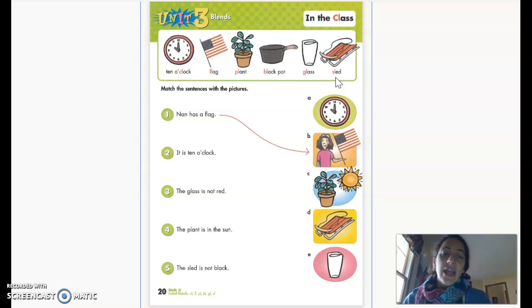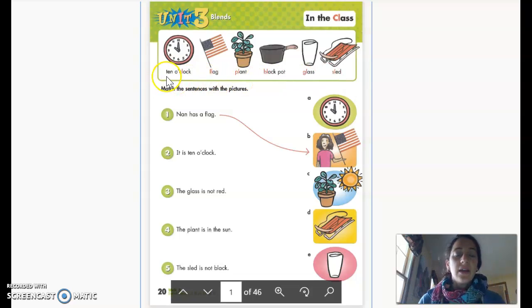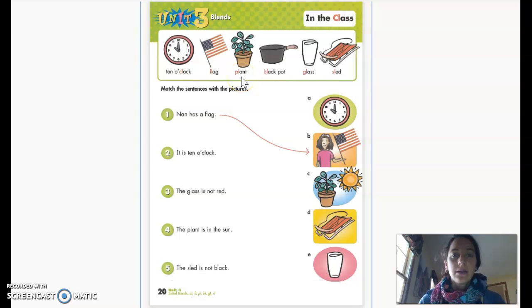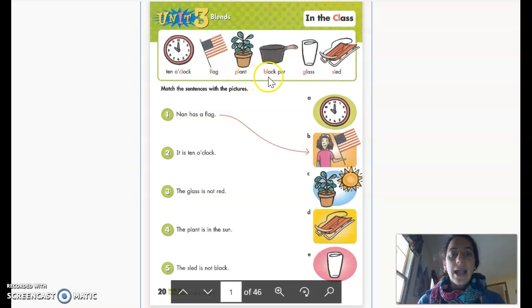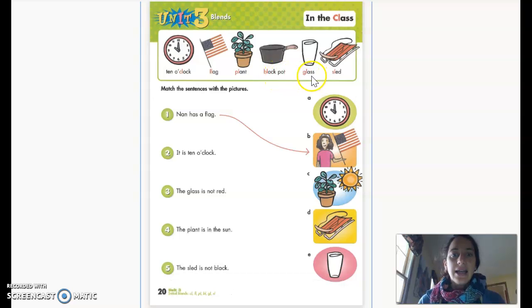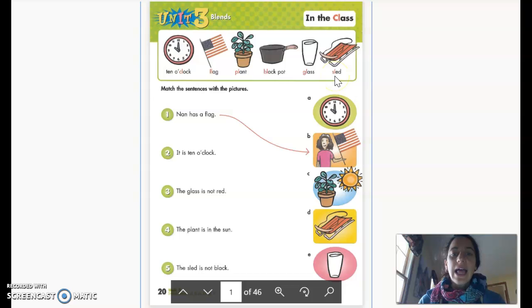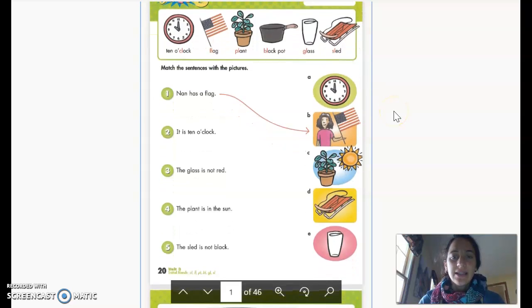Let's go through and say it one more time. We have clock, flag, plant, black pot, glass, sled. Great job. Now let's read our sentences and find the picture that matches.